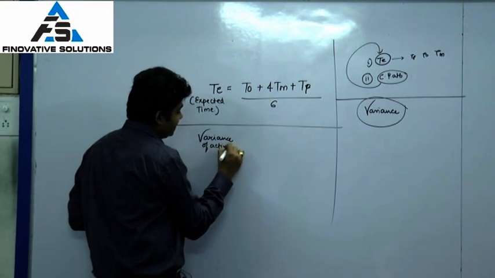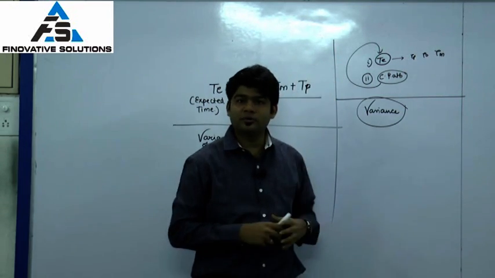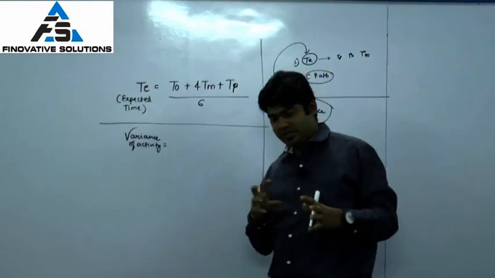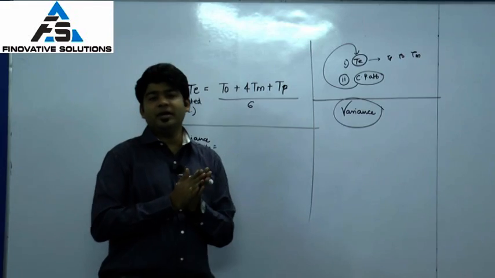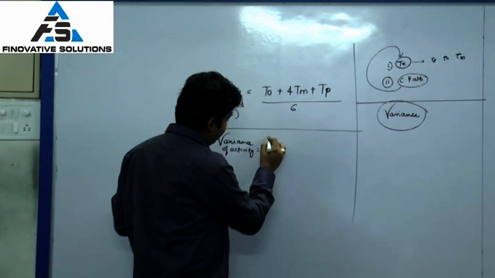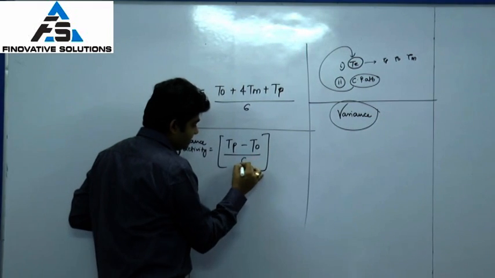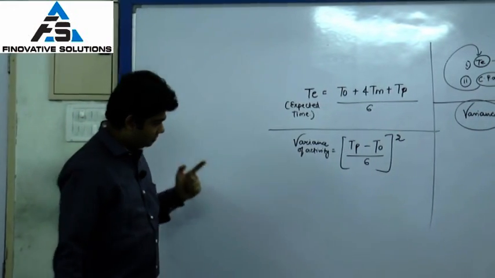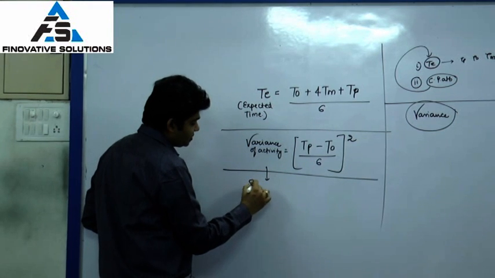The variance is basically on account of TO and TP. If you clearly observe, when you start doing sums, TE will be more skewed towards TM, so the chances of TE being very close to TM are very high. So variance will be on account of TP and TO. My variance will be (TP minus TO) upon 6, the whole square. This is how I will calculate the variance of an activity.